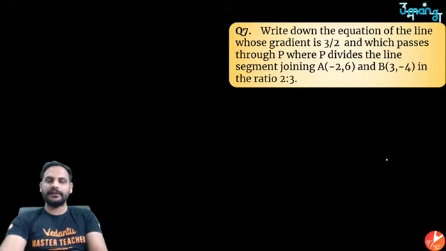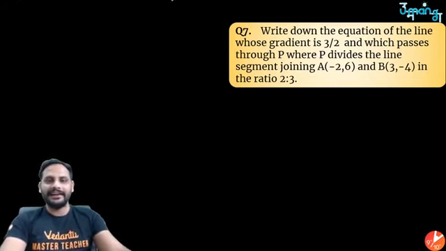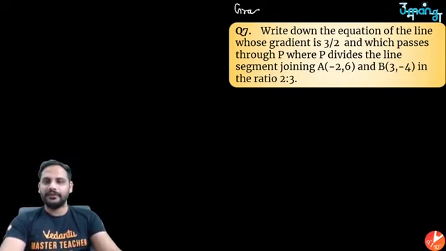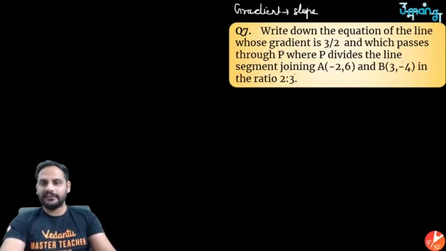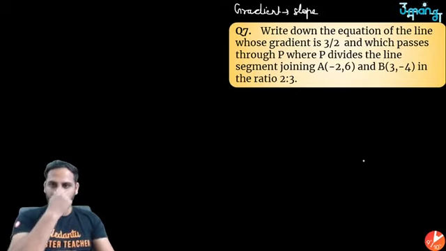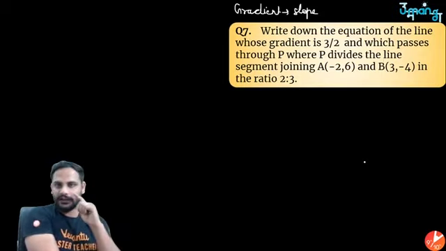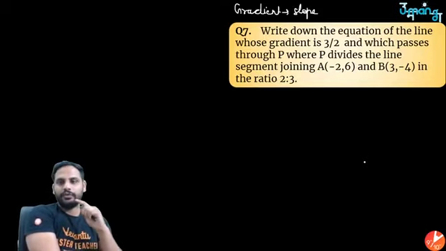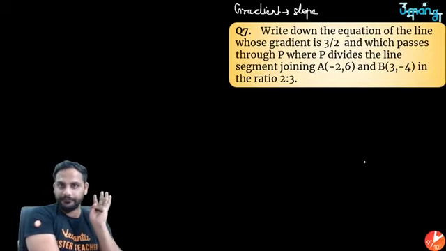Next question, listen very carefully. Write down the equation of the line whose gradient is 3 by 2. अब देखो gradient is nothing but slope only, okay? So those who don't know, gradient means nothing but slope. So directly they have given the slope is 3 by 2 and which passes through P, where P divides the line segment joining A and B in the ratio 2:3. ठीक है, अब देखो क्या बोल रहे हैं बेटा, you need to first find out the equation of a line whose slope is given and also it is given that it passes through the point P.